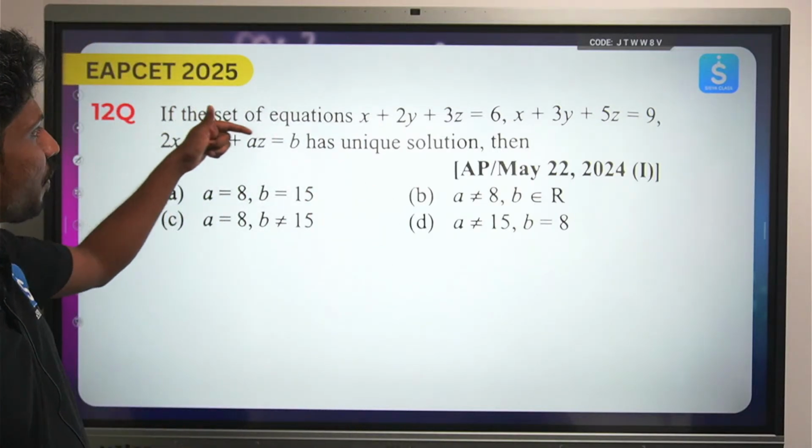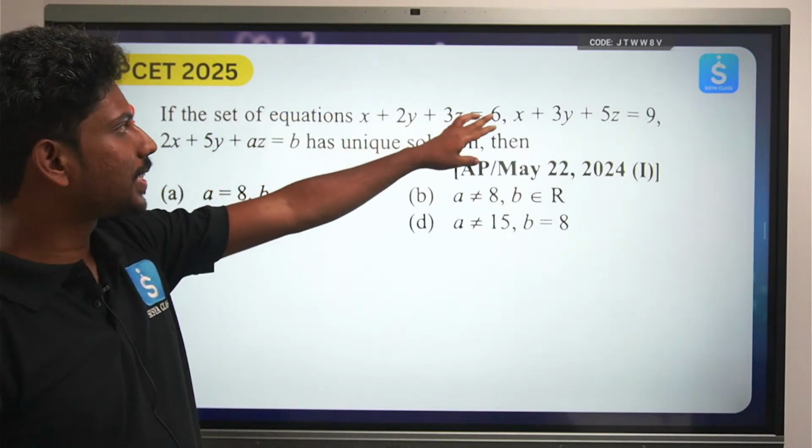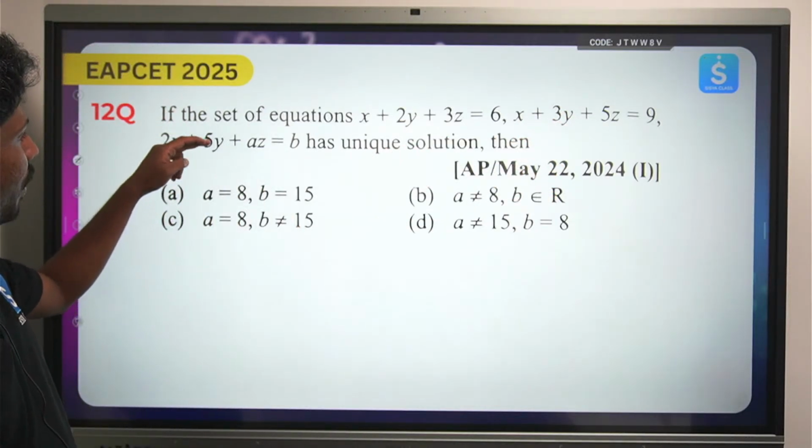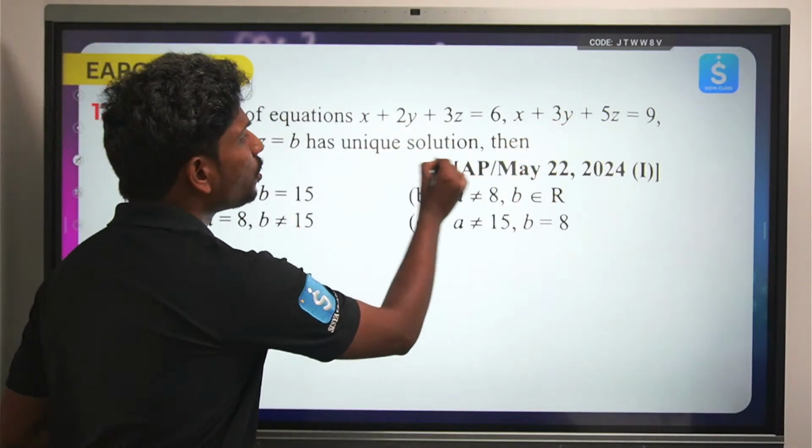Okay, if the set of equations we have is x plus 2y plus 3z equals 6, x plus 3y plus 5z equals 9, 2x plus 5y plus az equals b, has a unique solution.